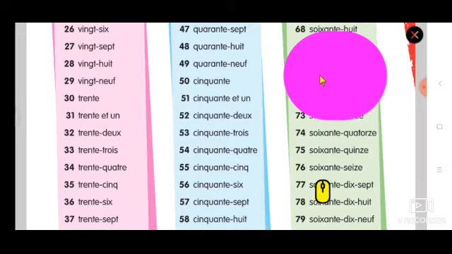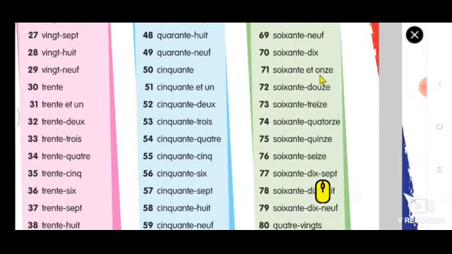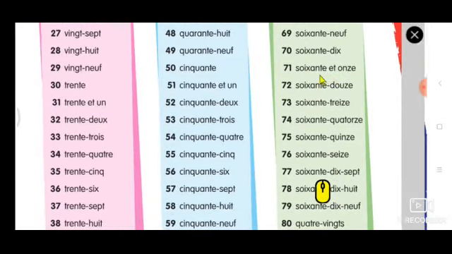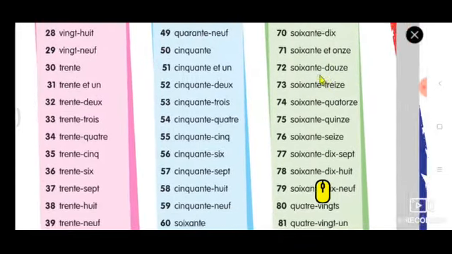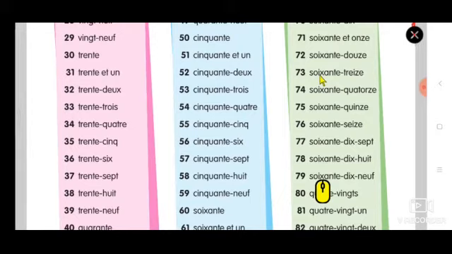Okay, so 60 plus 11, so 11, O-N-E-Z-E, 11. So if you know 11 to 20, this will be easy. Okay, so 60 plus 11, 71, 60 plus 12, 72, 60 plus 13, 73. Yeah, this is a little confusing, but it will be easy if you practice.